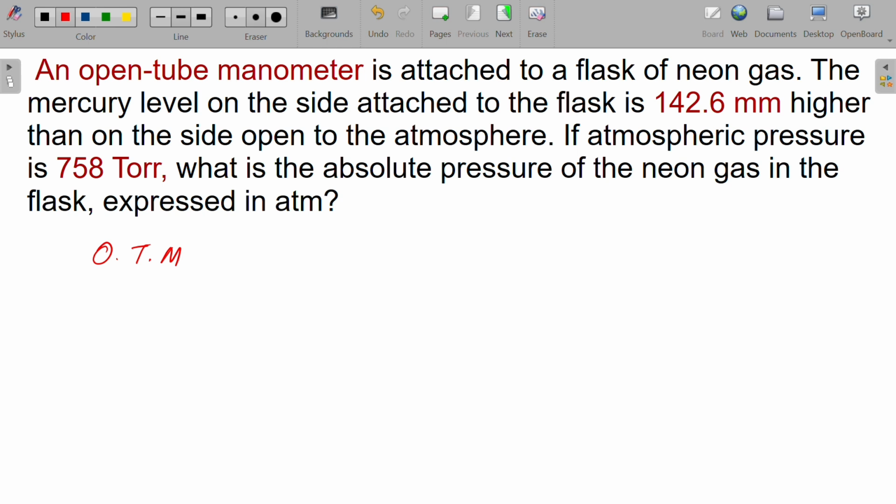Then we have the closed tube manometers. So we'll say C, T, M on the other side. We need to understand the difference between these two. An open tube manometer is a manometer that has got a side that is open to the atmosphere. So what we mean is this. We have a manometer that looks like this. This is a manometer I'm drawing for you.